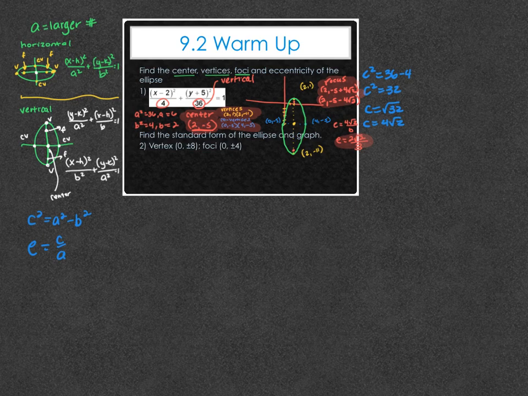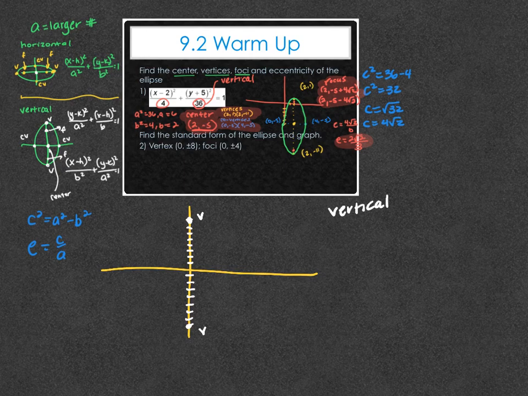Sorry. Hang on. Clean this up a little bit. From 0, up 1, 2, 3, 4, 5, 6, 7, 8, and down 1, 2, 3, 4, 5, 6, 7, 8. So those are my vertices, which already tells me this is a vertical ellipse, which means that the A goes under the Y. So the X gets the B, the Y gets the A.